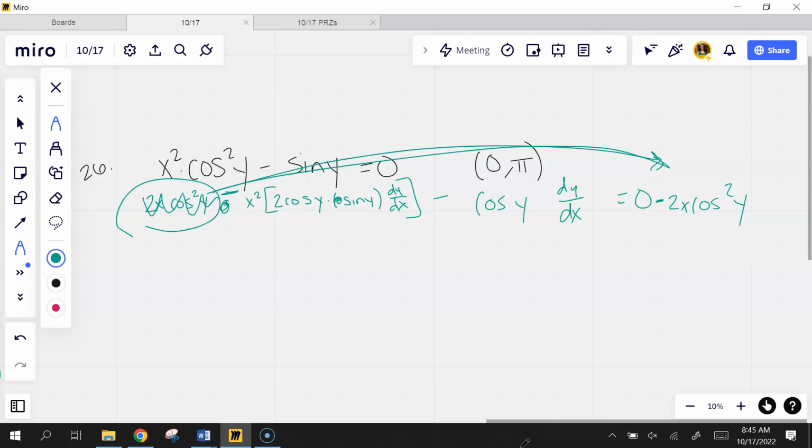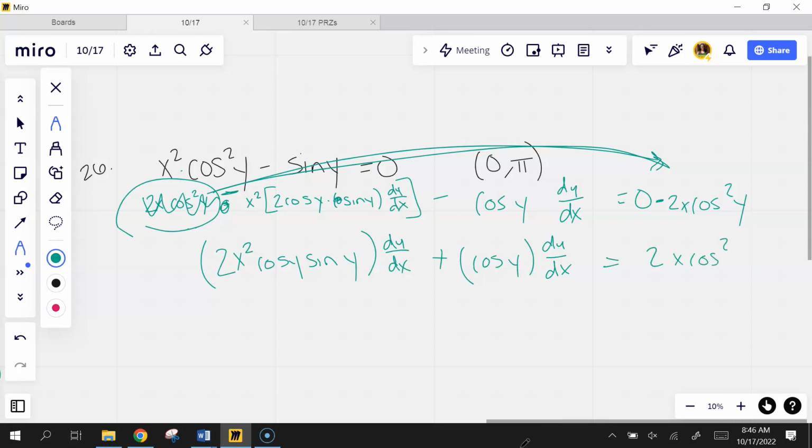So what I'll do is I'll just keep everybody positive now. So I have 2x squared cosine y sine y dy dx minus cosine y dy dx. Oh, plus, just kidding. 2x cosine squared y.